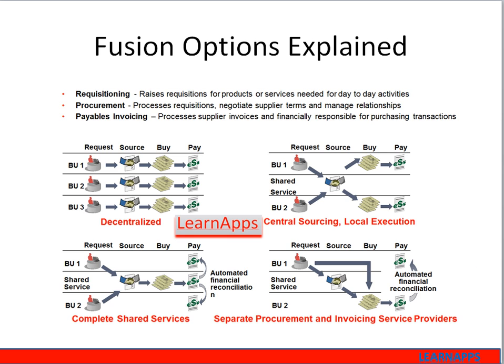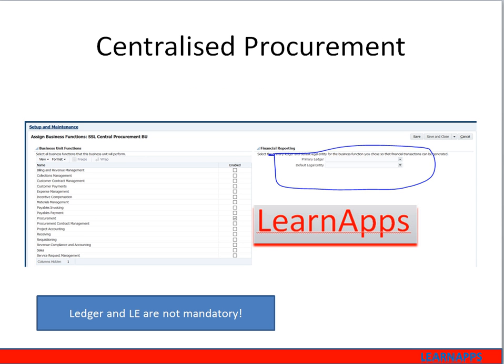To make it very clear to Fusion functionality, what happens is we have 3 business units, BU1, BU2, BU3. In this case, BU1 and BU3 are requisition business units. BU2 is centralized procurement, where we have created a central procurement business unit 2 and not attached any ledger or legal entity. In this scenario, how it works is, if you create a requisition in BU1, when you go to create a purchase order, it will be created in BU2. That is a central procurement.